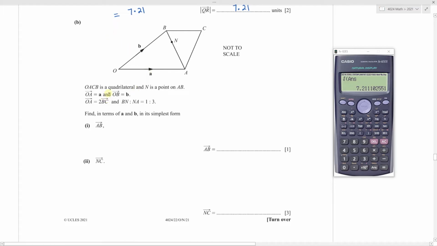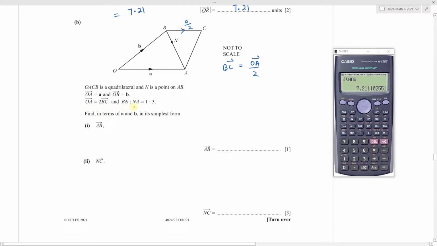Part B: you're given a quadrilateral. These vectors are A and B. OA is 2 times BC, so OA is twice BC. So BC will be OA over 2. If you take this 2 to the other side, it will be divided here. So if this is A, BC will be A over 2.